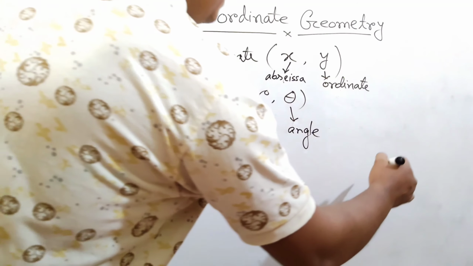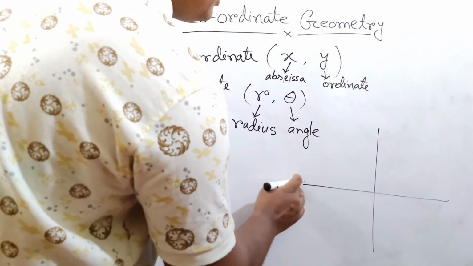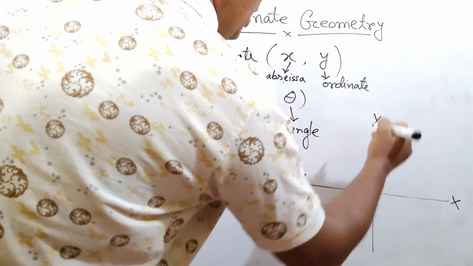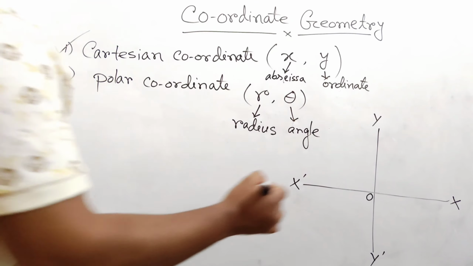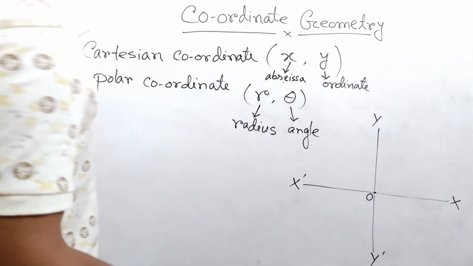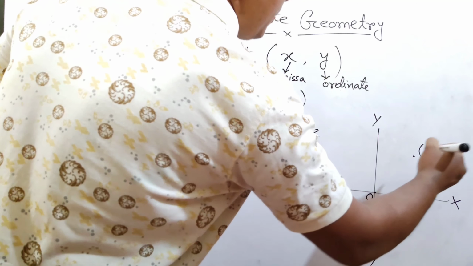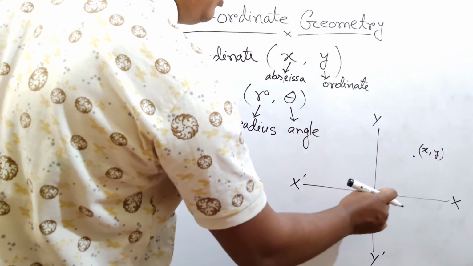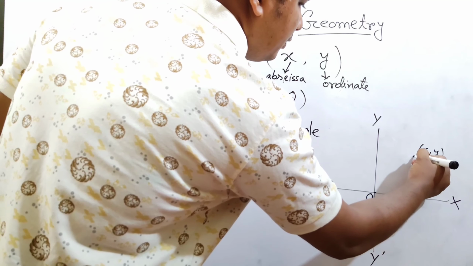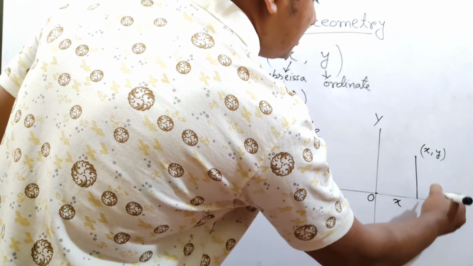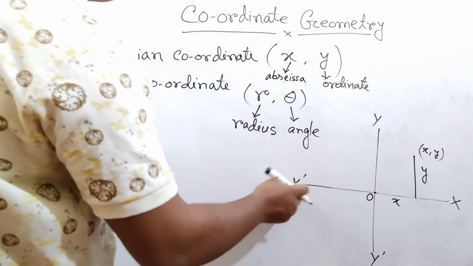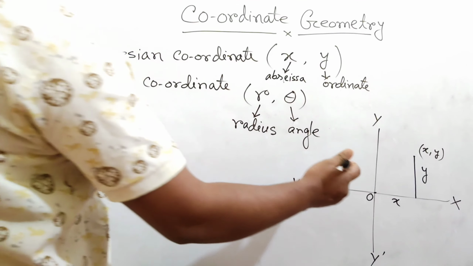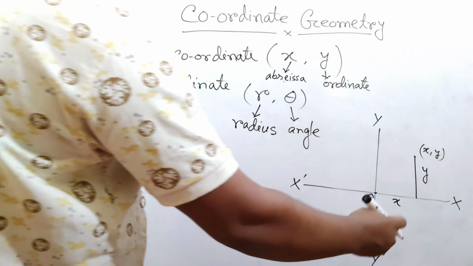If we consider two axes, let's say this is x or x prime and another is y or y prime. These two axes intersect at the origin. This is the origin point. Let us consider a point. In Cartesian coordinate this point should be x and y. The value of x is from the origin along the x-axis, and this is the vertical value. x or x prime is called the horizontal axis, y or y prime is called the vertical axis. The value of x is always horizontal and the value of y is always vertical.